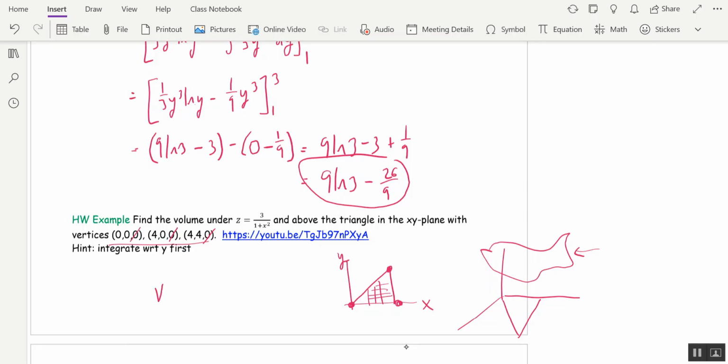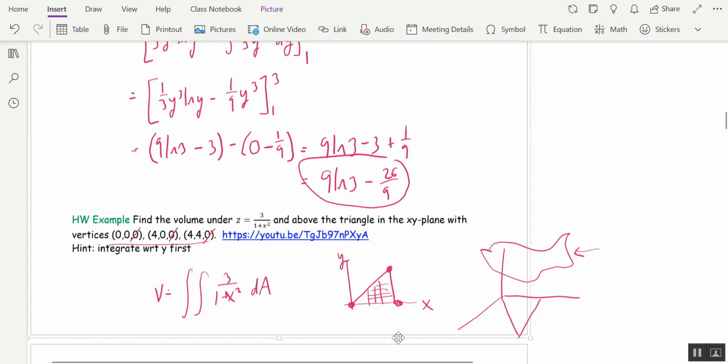So your volume will be the double integral of z, 3 over 1 plus x squared. And I'll put a dA, you're going to have dy dx or dx dy, depending on how you want to set it up. And that is the end of this section.